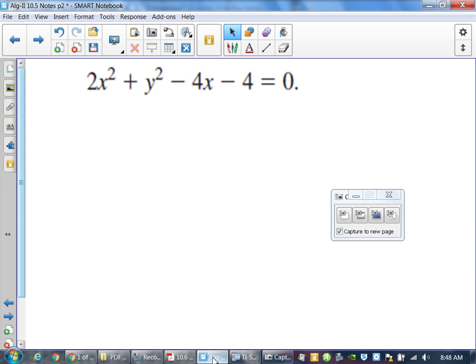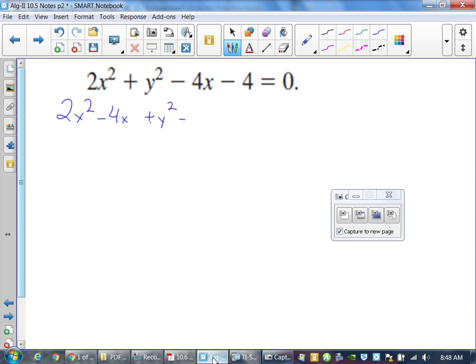So here's what we're going to do. We're going to set and move things around. We're going to combine and put the x's next to each other, put the y's next to each other, and shift the constant to the right. We're completing the square a couple of times, is basically what we're going to wind up doing here. So 2x squared minus 4x plus y squared is 4. All I'm doing is moving things over. Okay? I'm moving things over.